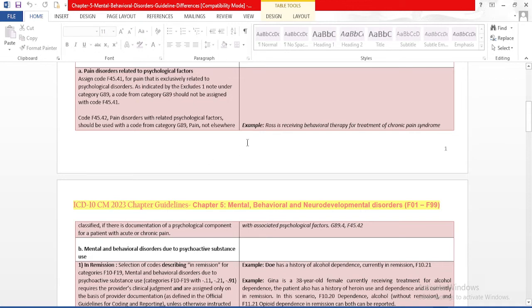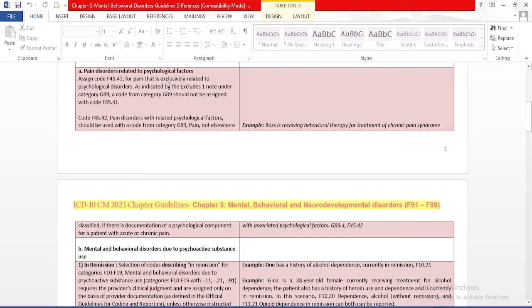So here we have an example. Ross is receiving behavioral therapy for treatment of chronic pain syndrome with associated psychological factors. So here we can code G89.4 first, then F45.42. Why? Because of the psychological factors, which is chronic pain syndrome due to psychological factors, we need to use G89.4 and F45.42.